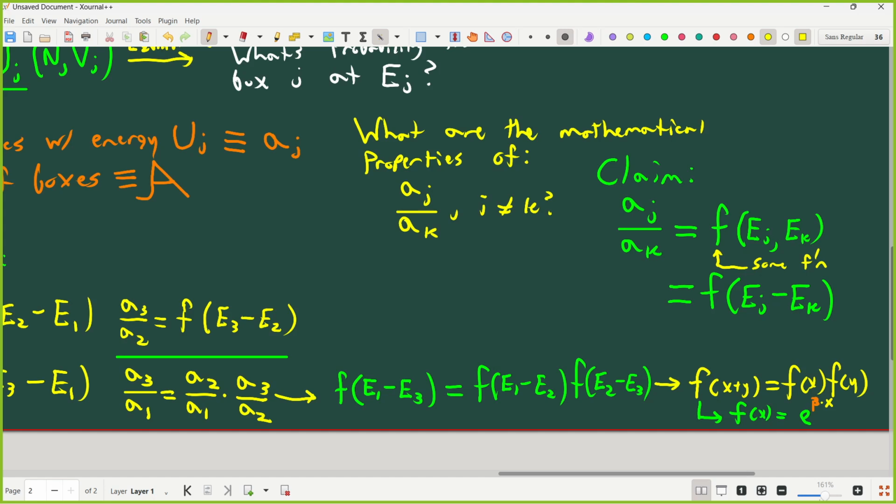Okay? So this exponential has something, right? If you take x to be e2 minus e3, it says that the ratio of probabilities is equal to an exponent of the energy difference. Right? Let me write that down for you.